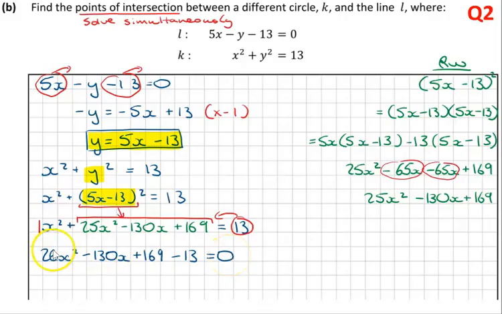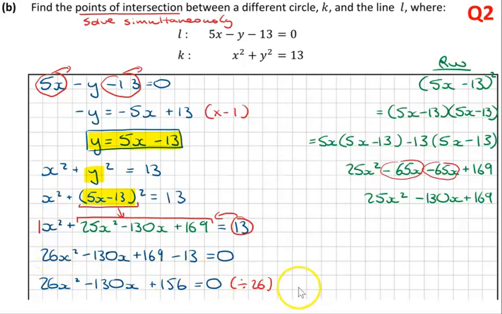So I'm going to keep simplifying as much as I can. Bring down the 26x squared. Bring down the minus 130x. And 169 minus 13 is 156. And that's all equal to 0. Now let's see, can I simplify even more? So is there a number that I can divide into all three terms? Well, I could divide 2 into all three terms, but I could actually divide 26. So if you didn't spot that you could divide 26 evenly into all three terms, start off with 2 and then keep dividing until you get your equation as simple as you can.